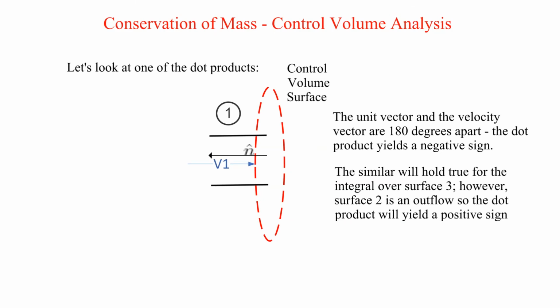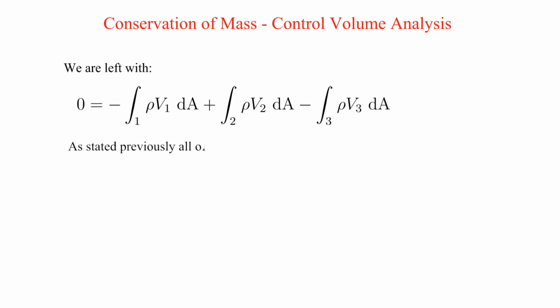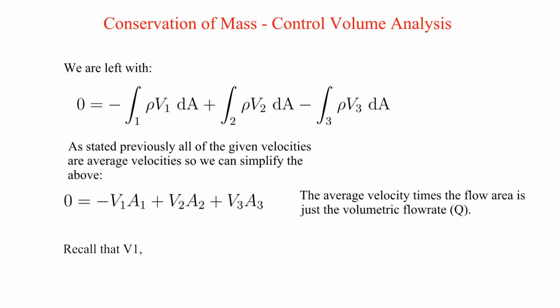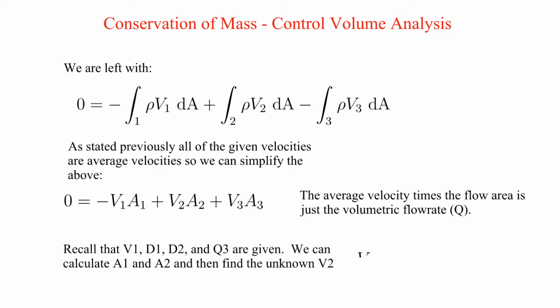Logical. Flawlessly logical. Now let's continue to solve the problem. As stated previously, all of the given velocities are average velocities, so we can simplify the above. Recall that the average velocity times the flow area is just the volumetric flow rate, Q. Putting this together allows us to solve for the velocity at point 2 as shown below.